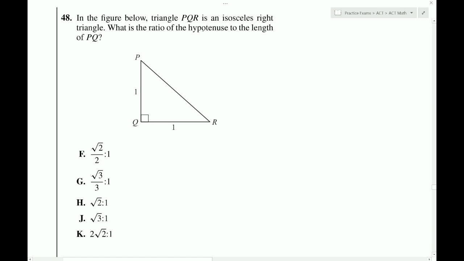The figure below, triangle PQR is an isosceles right triangle. What is the ratio of the hypotenuse to the length of PQ? Well, we know it's going to be x rad 2, right? So if that's 1, then it means x is 1. So it's just going to be rad 2. So the ratio of the hypotenuse is going to be rad 2 to PQ, which is 1. It's just going to be rad 2 to 1. Choice H.